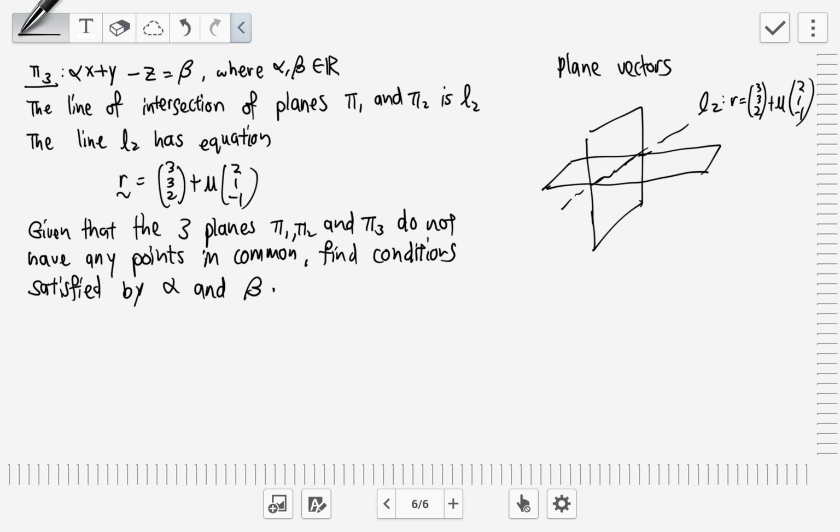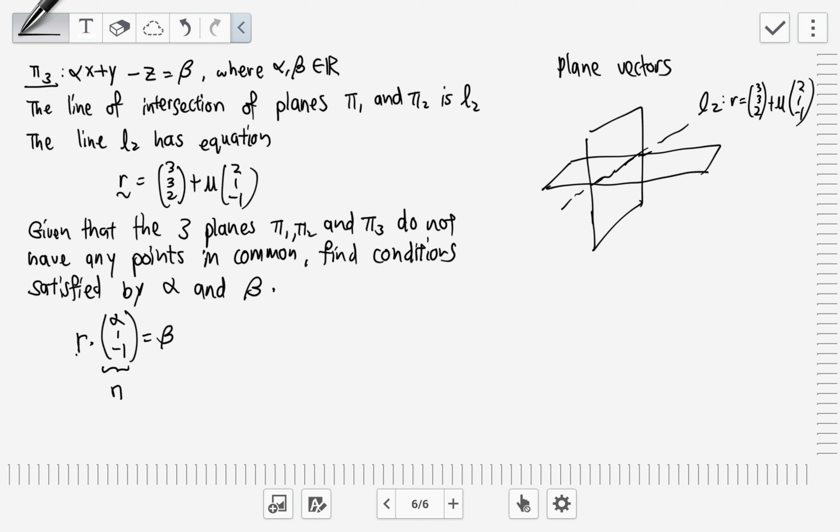Let's say the equation of plane 3 can be rewritten as r dot (alpha, 1, -1) equals beta. This is the scalar product form of the equation of plane 3, which implies that (alpha, 1, -1) is the normal to plane 3.